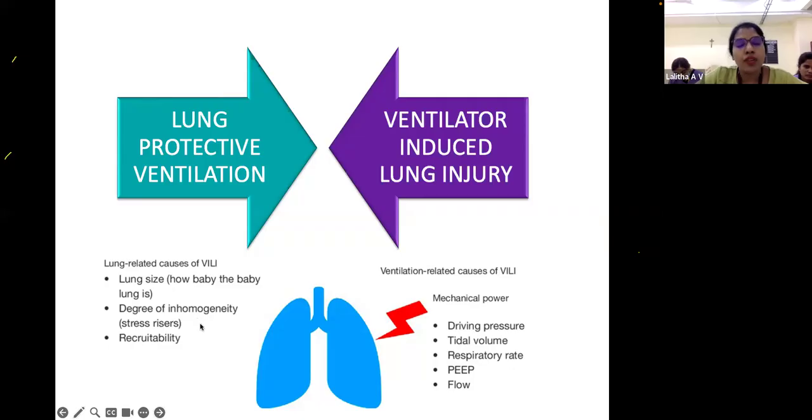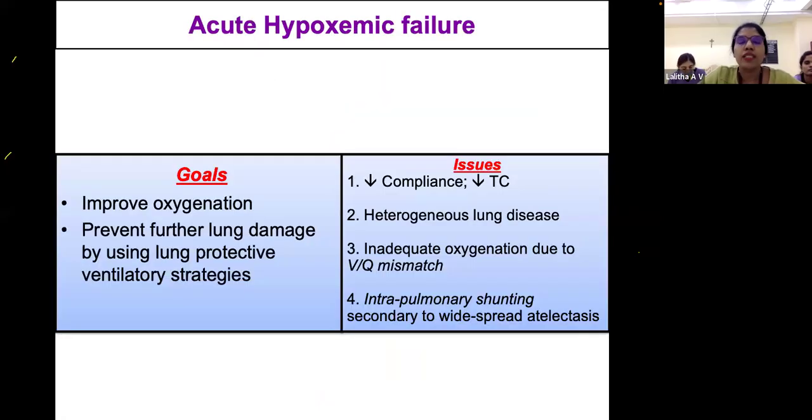And there is a lot of heterogeneous lung. It's not a homogeneous lung, it's a heterogeneous lung. So there could be stress and strain because of the mechanical ventilation itself, and these lungs are less recruitable. So you need to remember, we are going to discuss all this terminology, something called driving pressure, the PEEP and the flow. So remember, when you are ventilating an ARDS lung, you have to do lung protective ventilation strategy and avoid ventilator-induced lung injury. So what are the goals? We are going to improve oxygenation and prevent further damage, causing VILI.